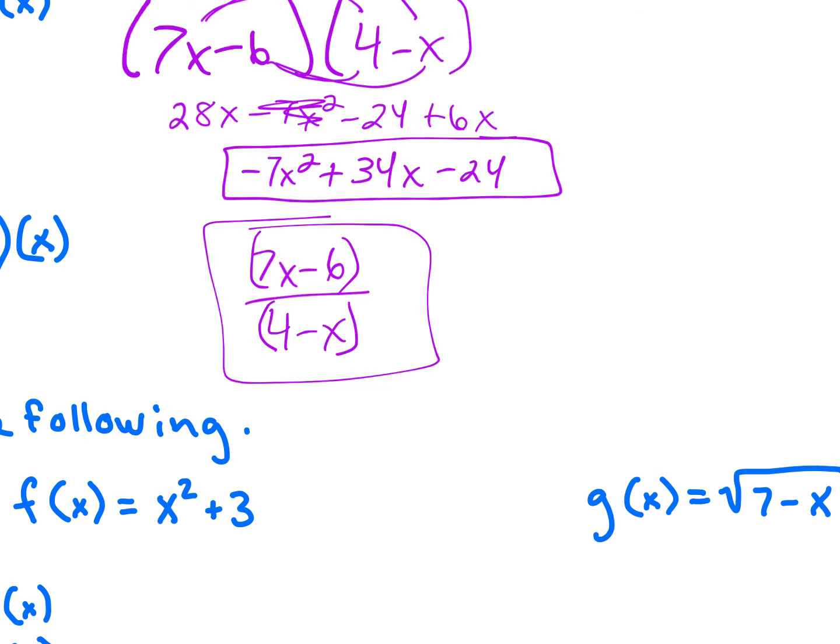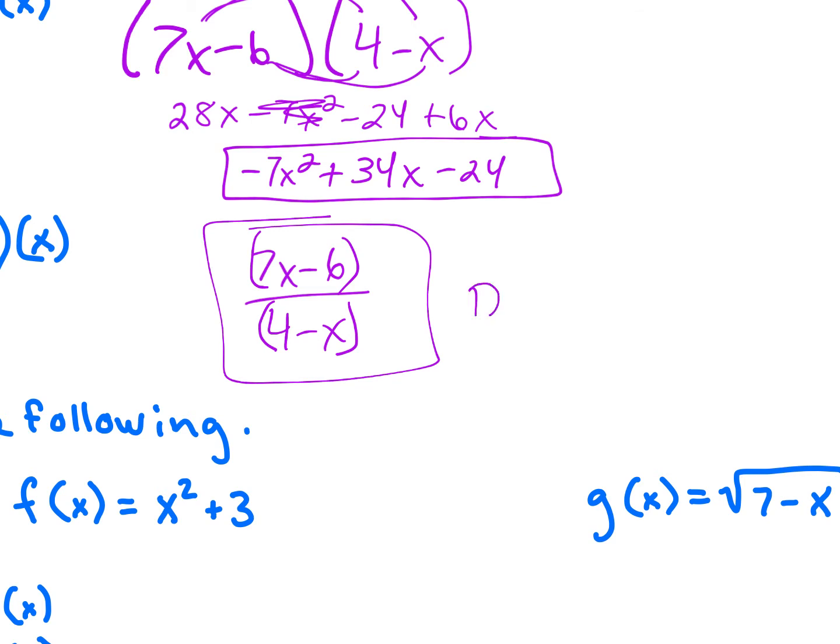On this review, as we go through, I know they've asked for domain in some instances. We're not going to on your test. But domain restrictions would be, is there something that the x cannot be? X could not be 4 in this situation. Why? Because it would make your denominator 0.